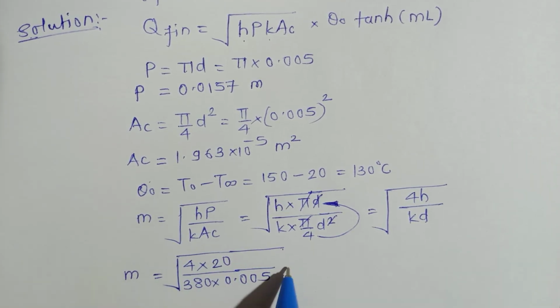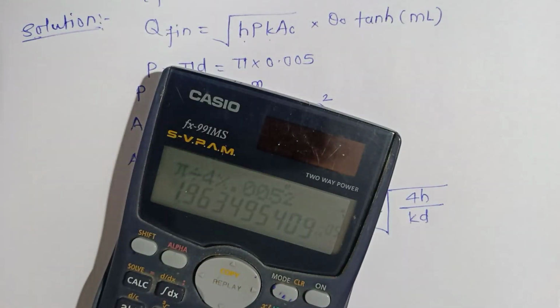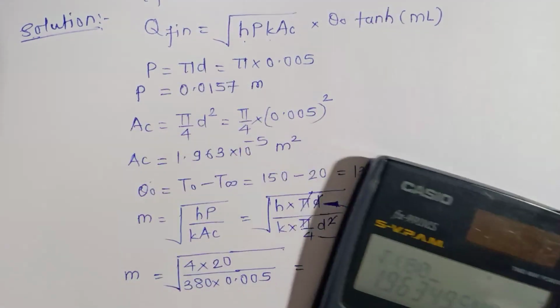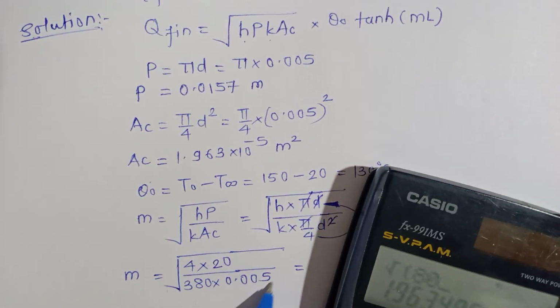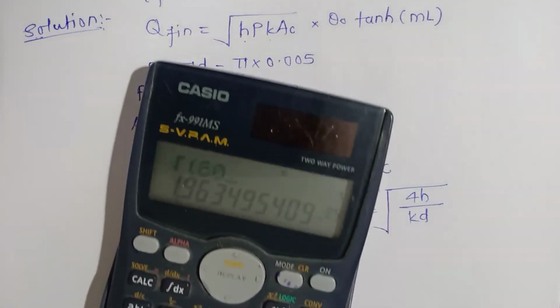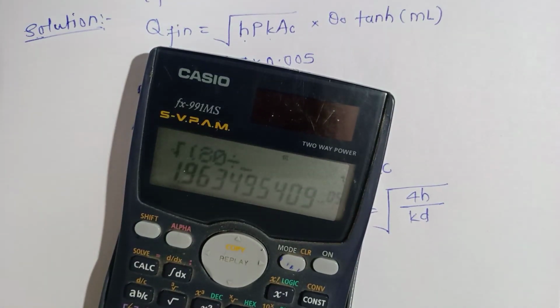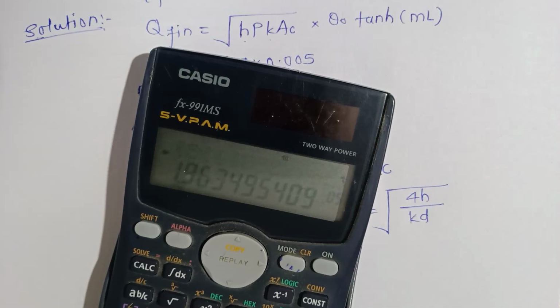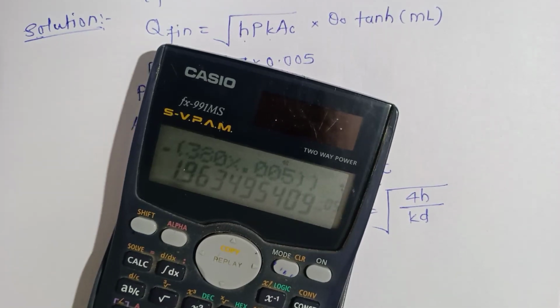So on the basis of this, we can calculate our m. I will calculate it. It will be the square root of, I need to put the bracket because it is the square root of the entire term and not the square root of only 80 or 380 or 0.005. So that's why it will be square root of 80 divided by one more bracket 380 multiplied by 0.005. So first bracket complete and last bracket complete.